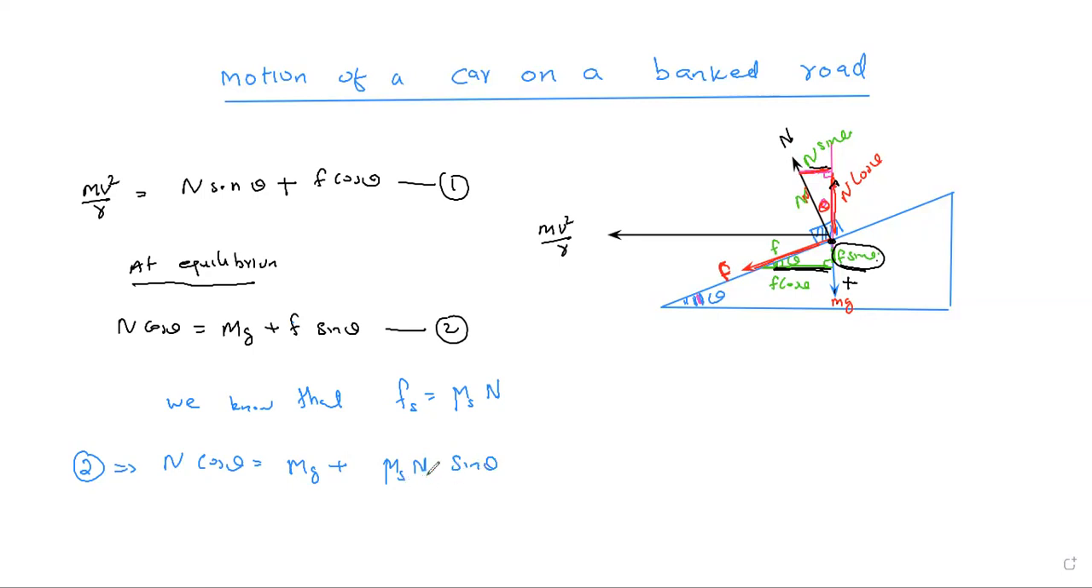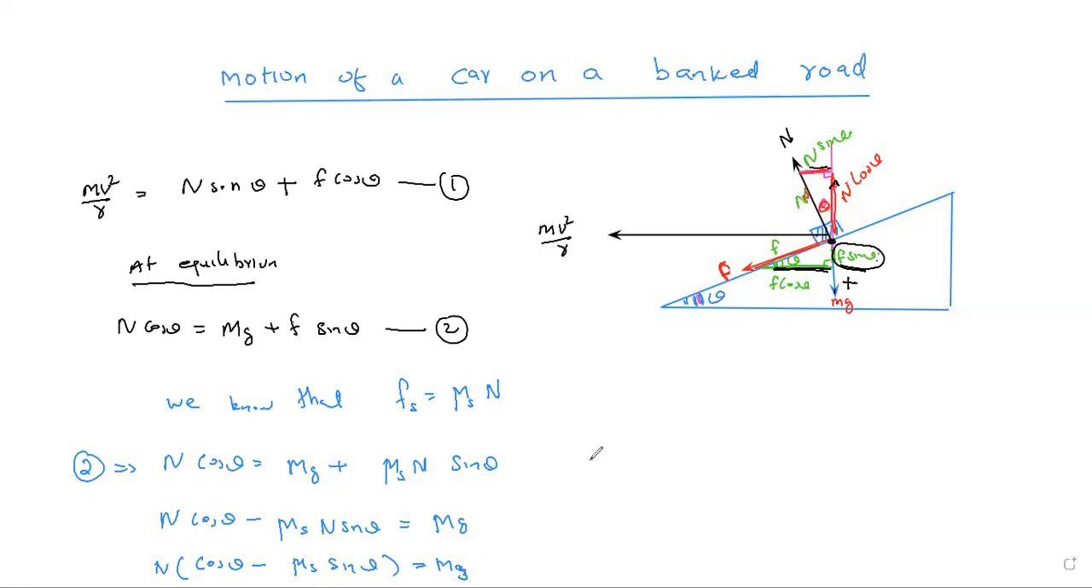So this term will contain normal n, here also n. So this mu s into n sin theta we can take to the left side. So it will become n cos theta minus mu s into n sin theta is equal to mg. So these two terms contain n, so we can take n outside. So n into (cos theta minus mu s sin theta) equals mg.